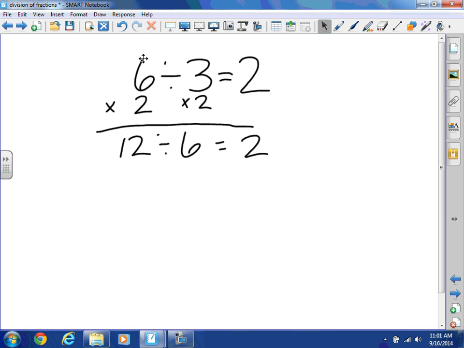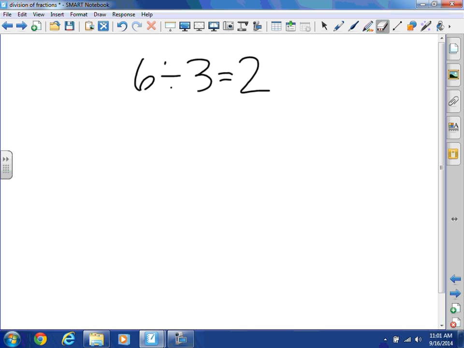Let's look at a different one. Keep the 6 divided by 3, just erase the times 2. Let's say that I multiply both of them by 3. Will my answer stay the same? Well, what's 6 times 3?